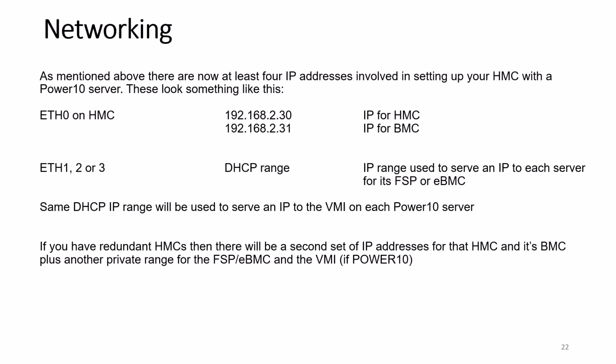And if you have redundant HMCs, there will be a second set of IP addresses. And so altogether there would be 8. This is something you need to keep in mind if you're short of IP addresses on your public or administrative network.